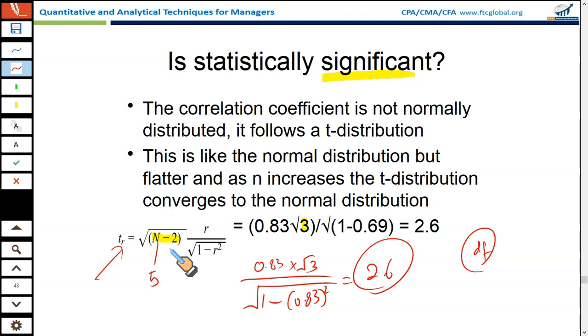choose a significance level. Researchers need to choose a significance level like 5% or 1% or 10%. These percentages represent the risk level of concluding that a correlation exists when it really doesn't. For example, if we test at 5% level of significance, it means there is a 5% risk of drawing a conclusion that there is a correlation, when in fact there is no correlation.